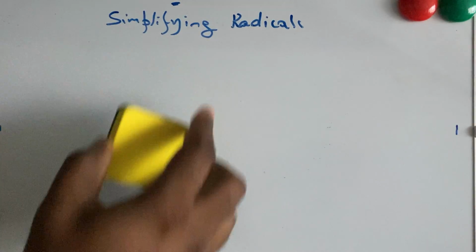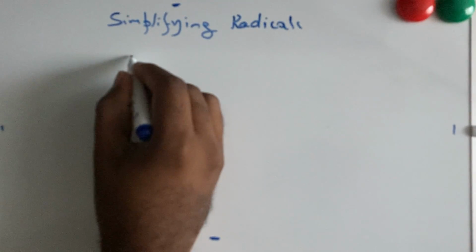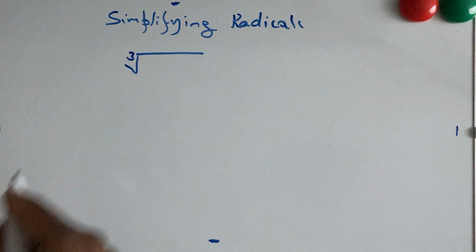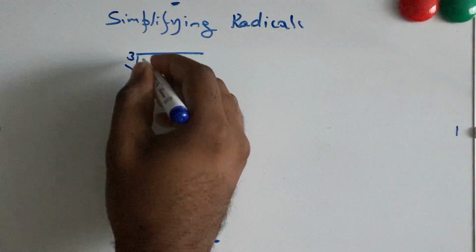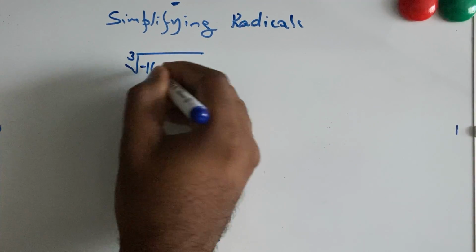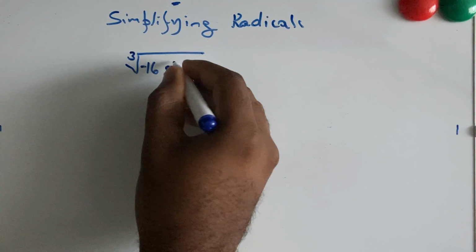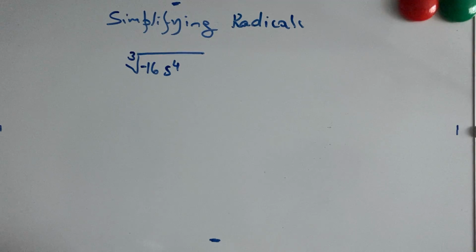Okay, another example. Let's say we have something like the cube root of -16 s to the 4th and t to the 9.